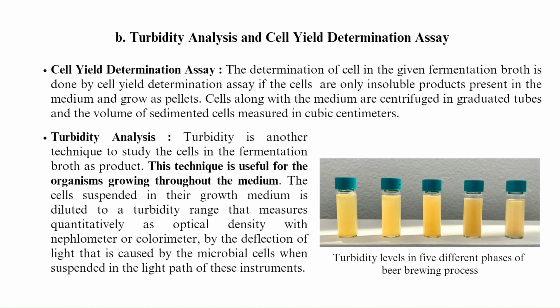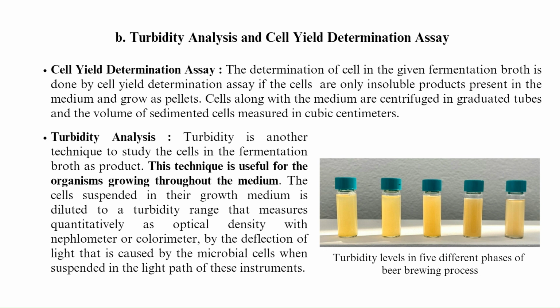Turbidity analysis and cell yield determination assay. Cell yield determination assay. The determination of cells in the given fermentation broth is done by cell yield determination assay if the cells are the only insoluble products present in the medium and grow as pellets. Cells along with the medium are centrifuged in graduated tubes and the volume of sedimented cells is measured in cubic centimeters.